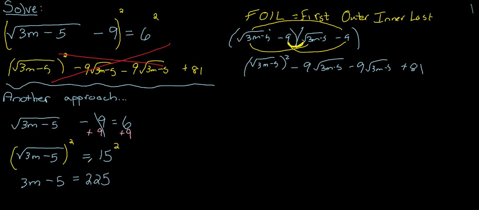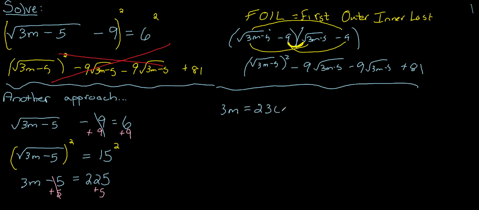And now we want to solve for m, so I can add 5 to both sides. So those go out. On the left-hand side, I have 3m. On the right-hand side, I have 230. And the last thing we need to do is divide both sides by 3. And the 3s go away, and I'm left with just an m on the left-hand side, and on the right-hand side, 230 divided by 3. And I'm going to leave this in exact form.